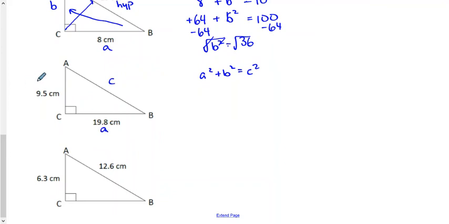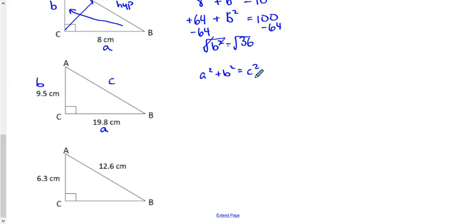Okay, so here's a, here's b. Once again, it doesn't really matter if you mix up your legs. The important thing is to get our hypotenuse in the right place, but since it's ABC anyway, we will make sure that we put our a in as 19.8 and our b in as 9.5.